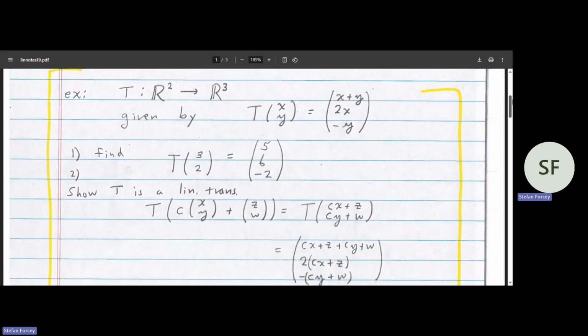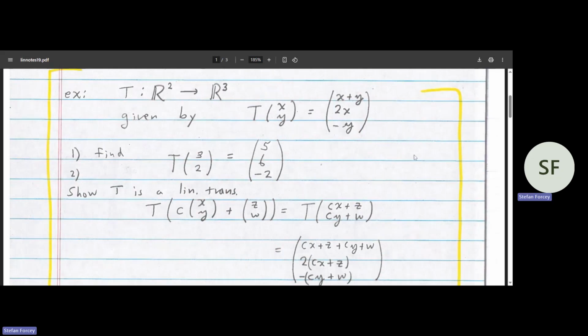So here's an example of a transformation from R2 to R3. So the inputs will be two-dimensional and the outputs will be three-dimensional. And we have to say what it does, so we do that with variables. The transformation on any vector (x, y) is equal to (x plus y, 2x, negative y). So there are three output components using the two input components, and so you get a vector in R3. So here's an example. If you take T of (3, 2), then you'll get 3 plus 2 is 5, 2 times 3 is 6, and negative 2.